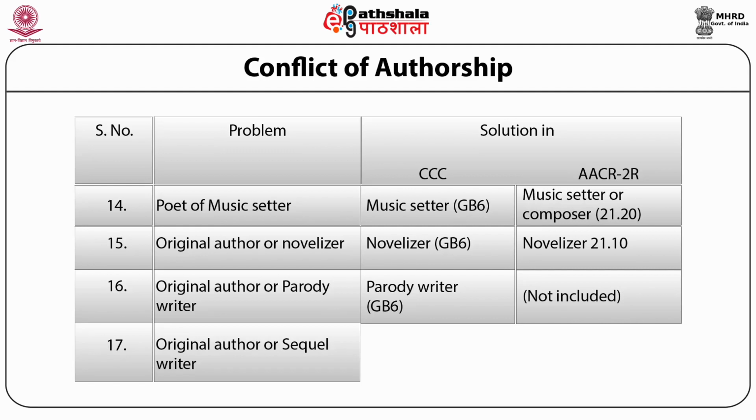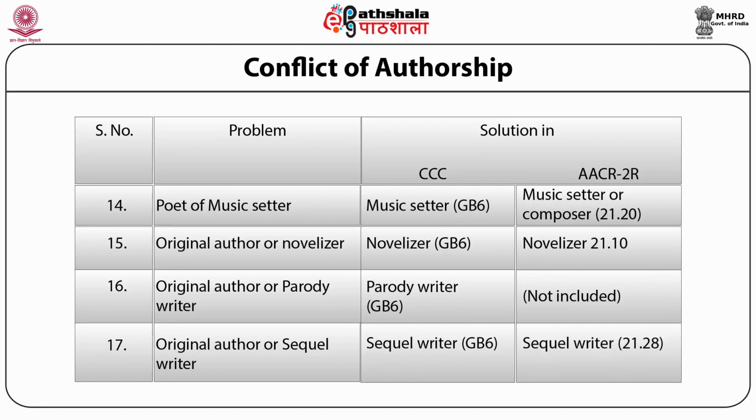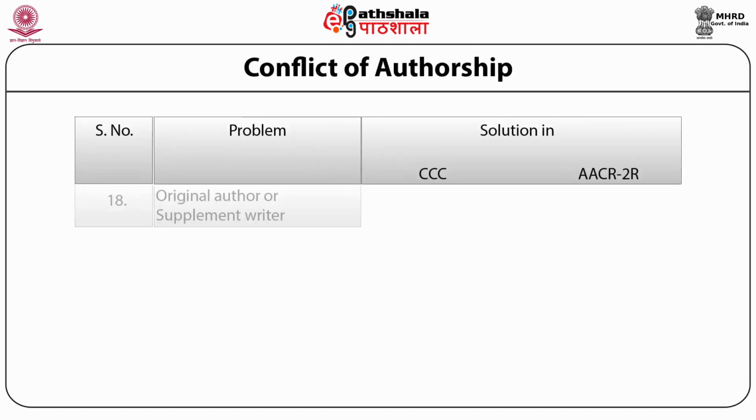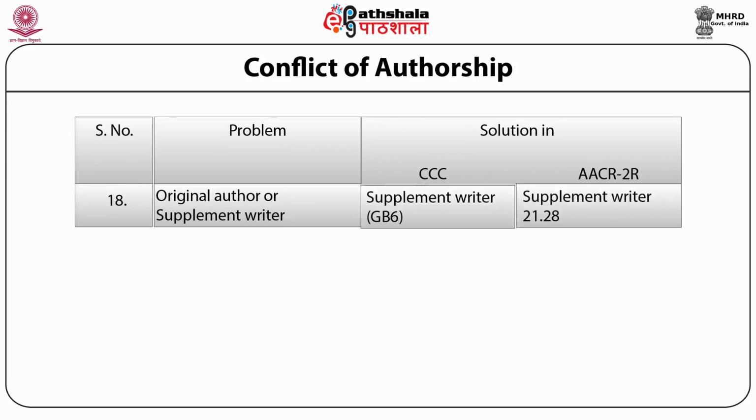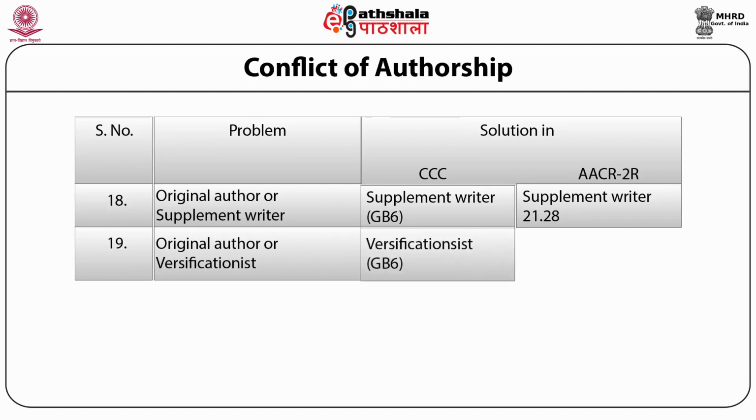Original author or sequel writer. Sequel writer, CCC rule number GB 6. Sequel writer, AACR rule number 21.28. Original author or supplement writer. Supplement writer, CCC rule number GB 6. Supplement writer, AACR rule number 21.28. Original author or versificationist. Versificationist in CCC, and versificationist in AACR-2.